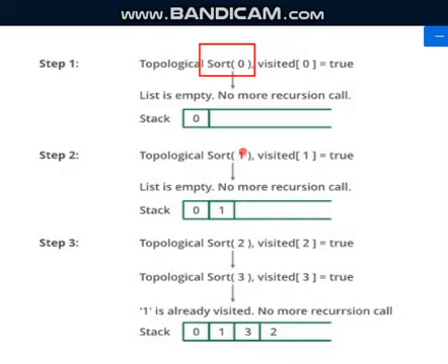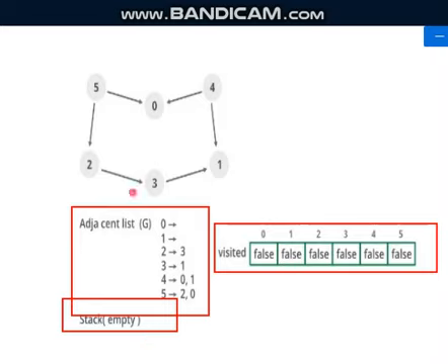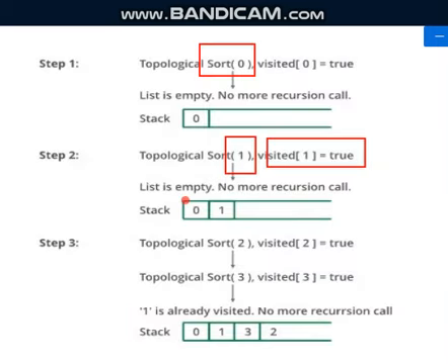Then in the order, what is the next node? Next node is 1, so make 1 as visited. Now from 1, do you have any node? 1 is not reaching any other node, so again there is no further recursive call. So put that 1 into the stack. Now let us come to the next node. In the order, what is the next node? Next node is 2, isn't it?